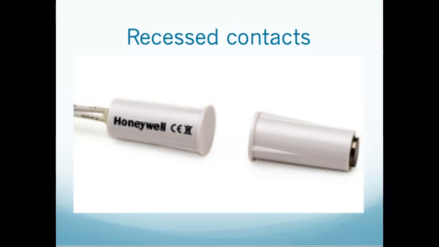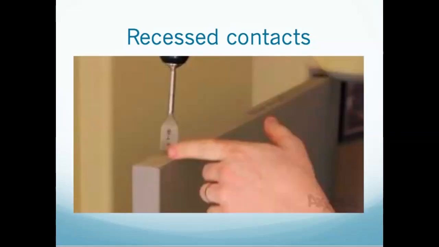Now, these are called recessed contacts, and the reason they're called recessed is that this one goes in the top of the door itself. Think about the top of the door. When you open a door, reach to the very top of the door, and there's that flat surface, the thickness of the door. One of these goes in the door, this magnet, and the other one goes in the frame. And I'll show you how those are cut.